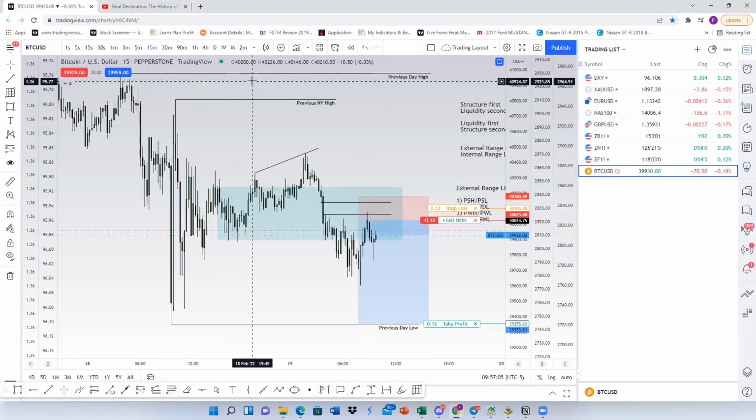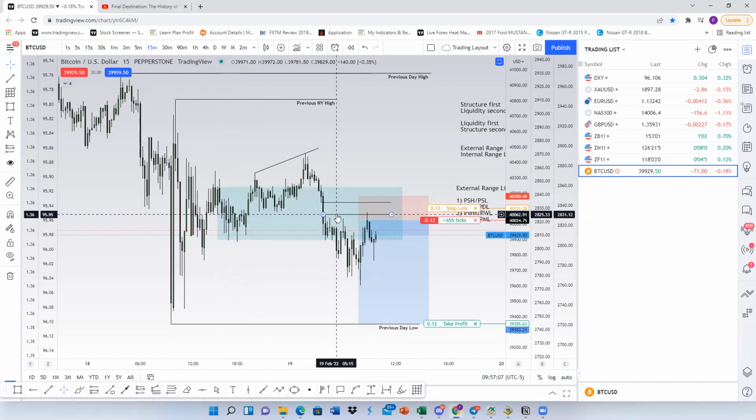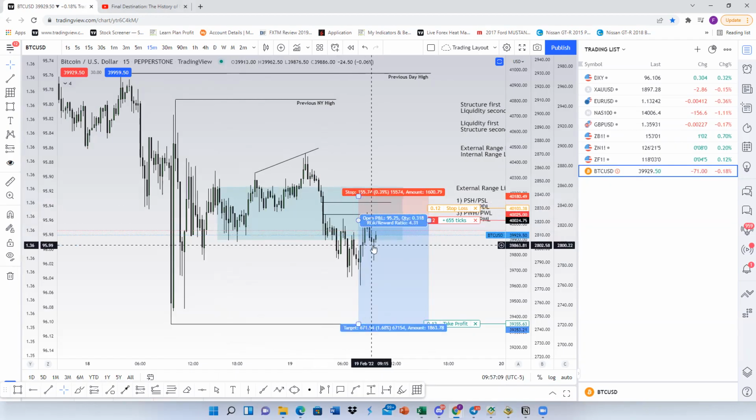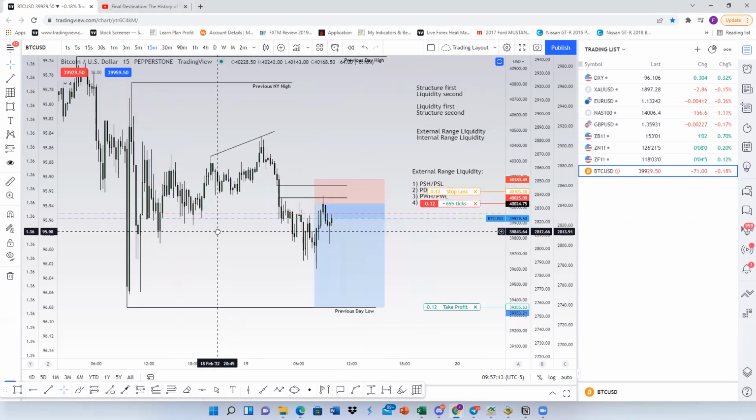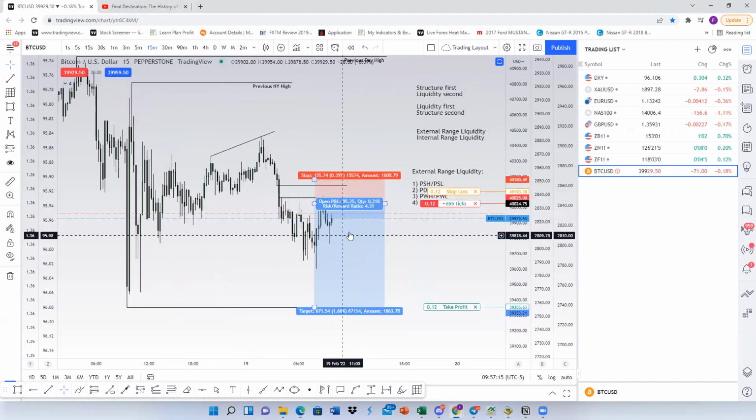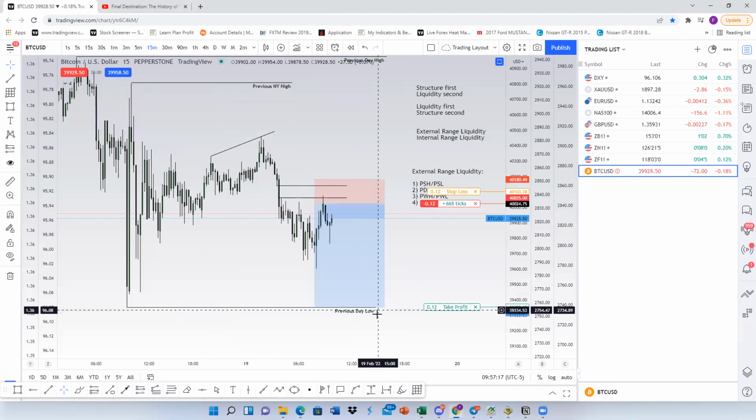Inside my accumulation zone, where's the imbalance? Here. Price went into it and price nicely went away from it. So now what do I want to see? As per my observation, as per my experience, I want to see price start to slowly move towards the low.